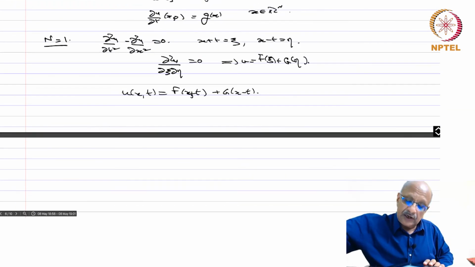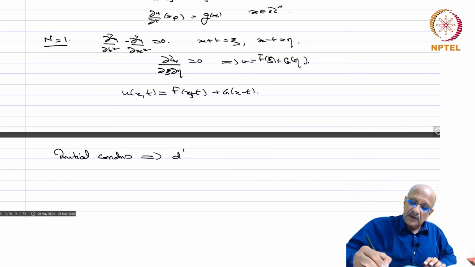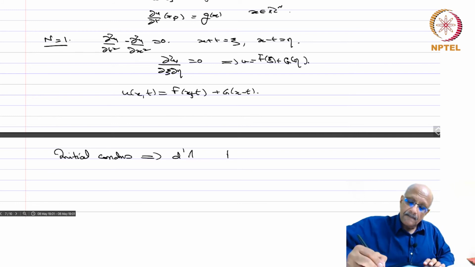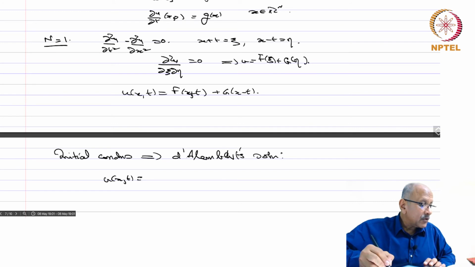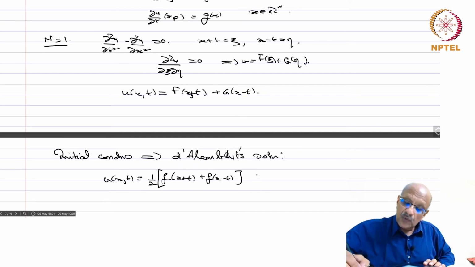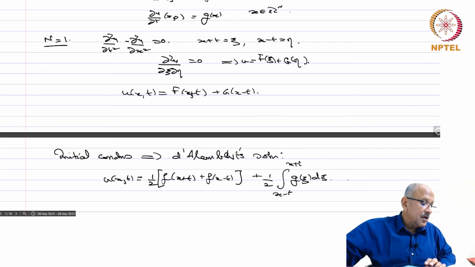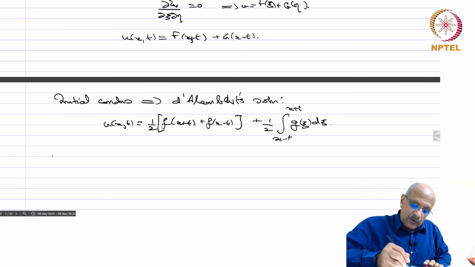And now if you impose the initial conditions, we have the D'Alembert solution: u(x,t) equals 1/2 of f(x + t) plus f(x − t), plus 1/2 integral from x − t to x + t of g(ψ) dψ. Okay, so this is the solution.